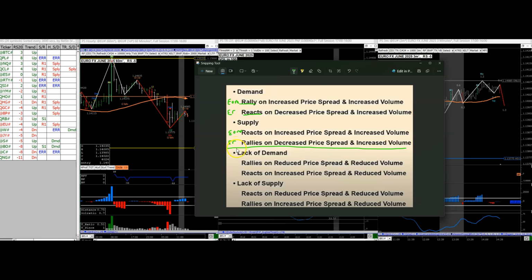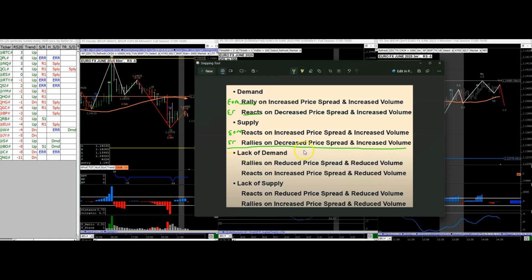So, all right, next is lack of demand. You can guess it. Lack of demand is when it rallies on little move, little bar, little volume. All right. So imagine a green bar that's small and that has very little volume. That's really lack of demand.